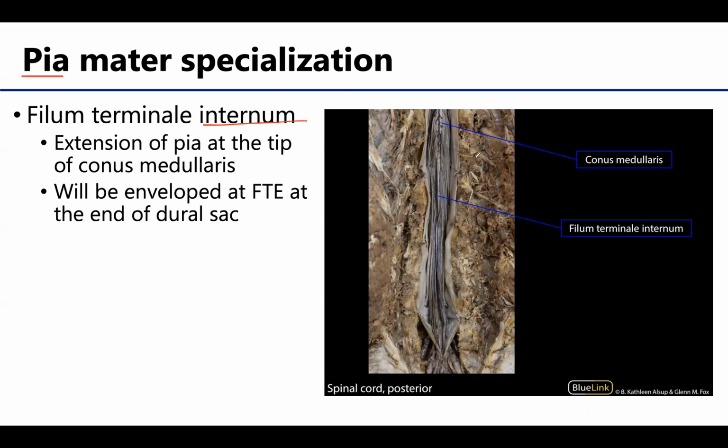And it's actually going to be fairly easy to distinguish from the cauda equina roots. So here is the end of the spinal cord, and you can see extending from the end of the spinal cord down to the tip, the end of the dural sac, is going to be that filum terminale internum. It will appear whiter than the surrounding cauda equina, and it will be enveloped by the filum terminale externum at the end of the dural sac, and they'll travel together. So again, anchoring is key here.